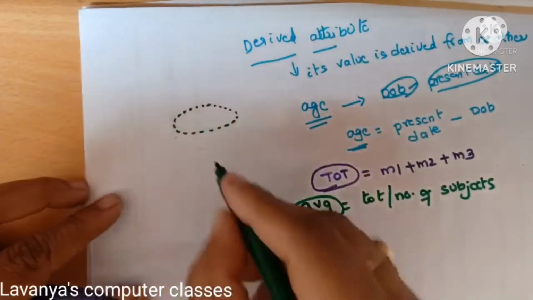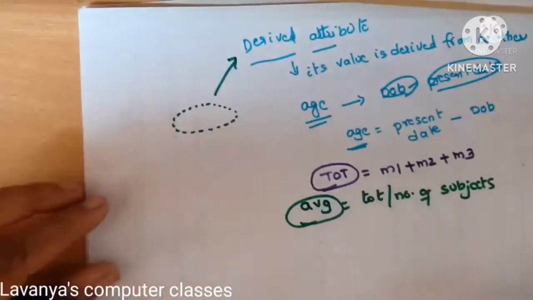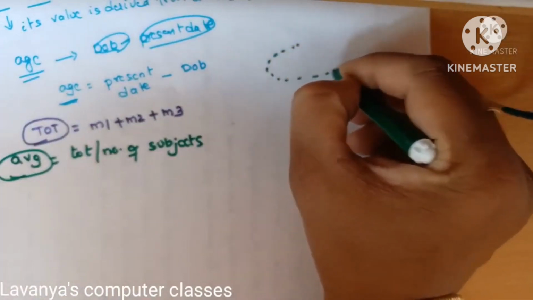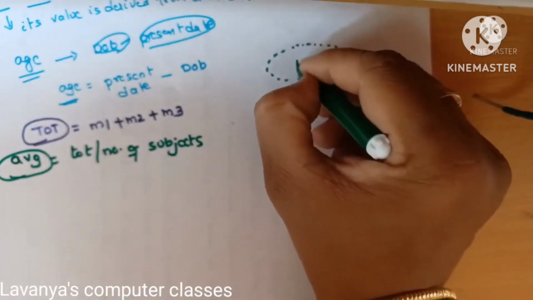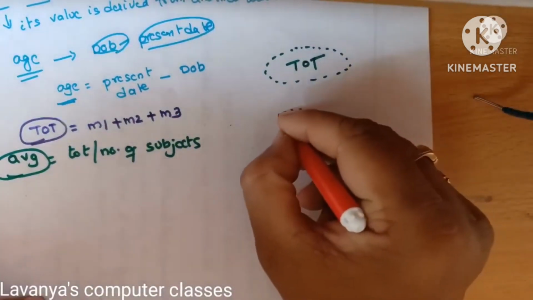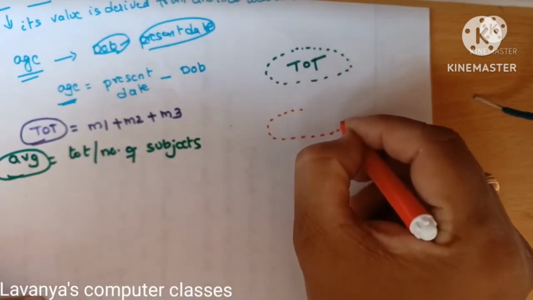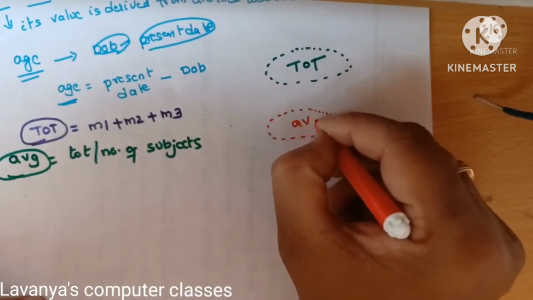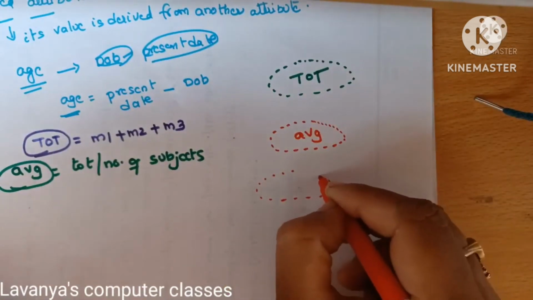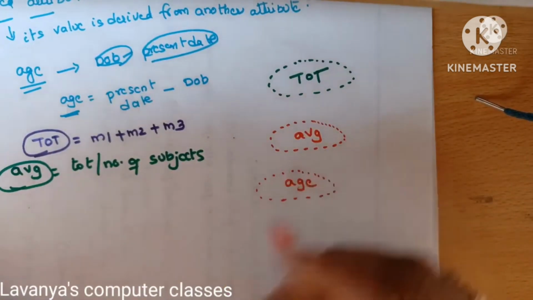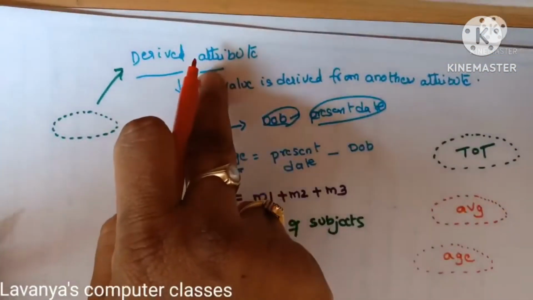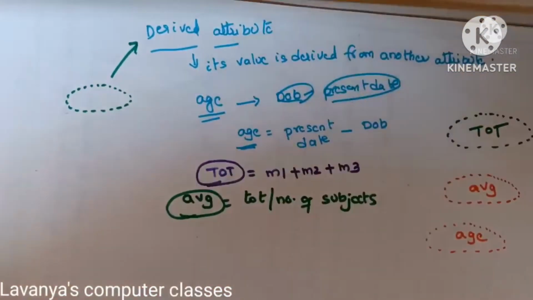Which symbol is used for representing a derived attribute? Dotted ellipse. So now representing age. Age is a derived attribute. Total is a derived attribute, so in the dotted ellipse we write total. Similarly, average is also a derived attribute, and age is also a derived attribute. So we represent them like this. Derived attributes mean their values are coming from some other attributes. Dotted ellipse is the symbol for derived attributes.